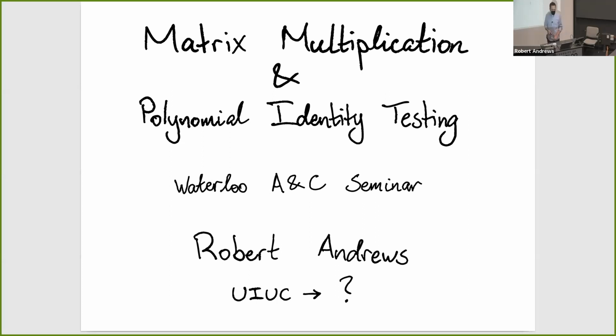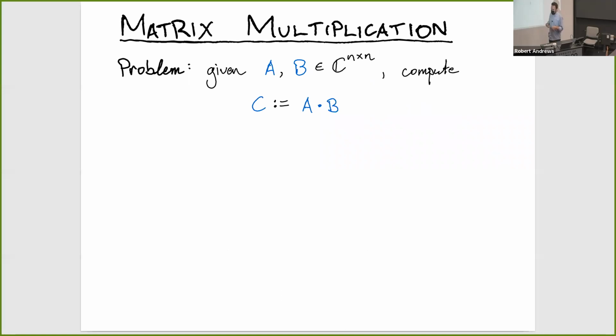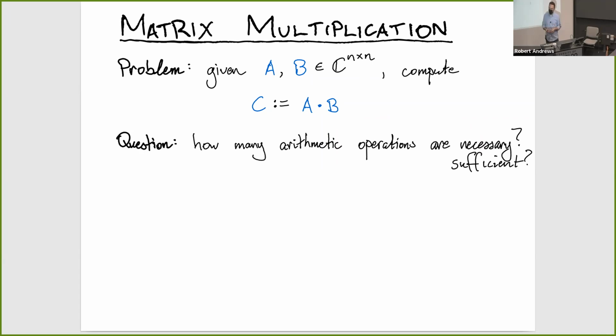So I want to start by reminding everyone what it is we're talking about. In matrix multiplication, I give you two matrices. These are n by n matrices over the complex numbers, and I want you to compute their product. And I want to understand how easy or difficult it is to compute this product. For this talk, our measure of complexity is going to be the number of arithmetic operations we need, right? The number of additions and multiplications of complex numbers. We're going to ignore bit complexity.